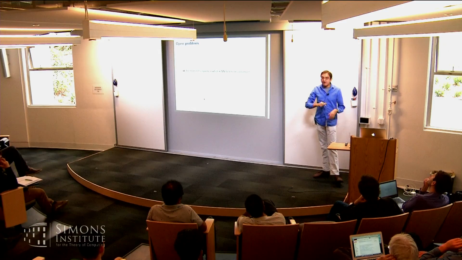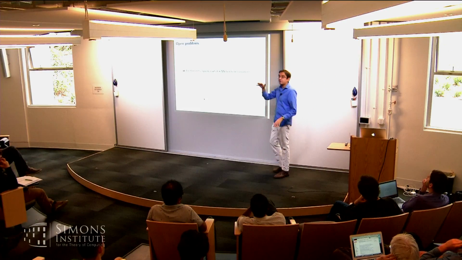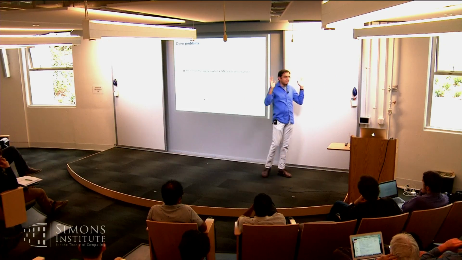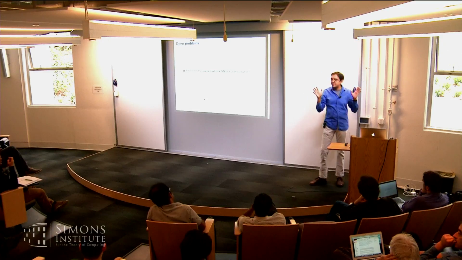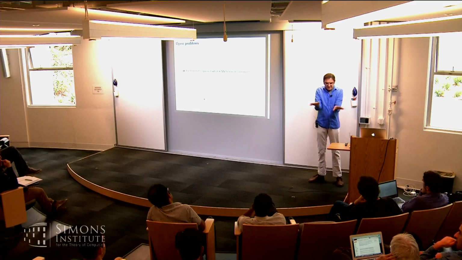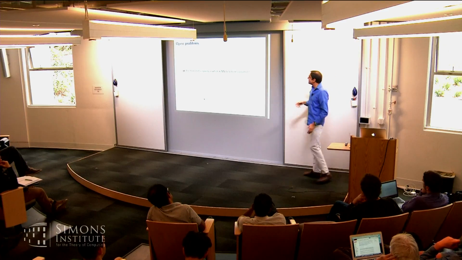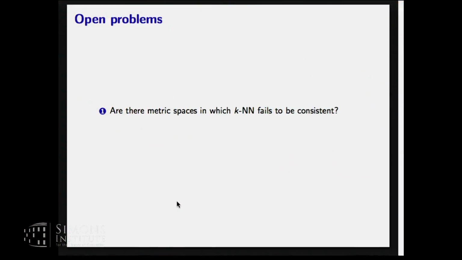That holds for any distribution in Euclidean space, and we've shown that it holds for a bunch of metric spaces, for example, doubling dimension bounded, or spaces that are directionally limited. But it still leaves open the possibility that there are some metric spaces in which k nearest neighbor is not consistent. Metric measure spaces, so it will also depend on mu. And so that's kind of an interesting question.